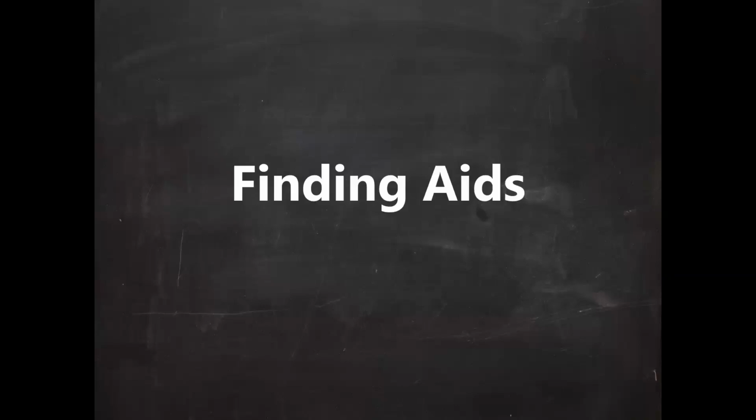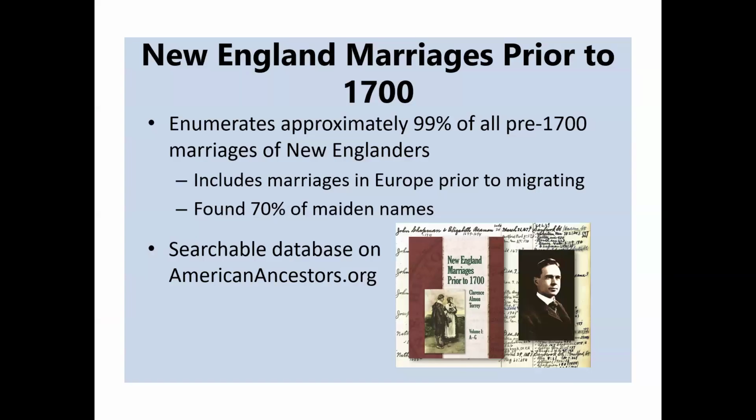By all means, we definitely want to start with finding aids. Finding aids are very, very important because they are going to lead you to sources. One of my personal favorite finding aids is the New England Marriages Prior to 1700, also very often referred to as Torrey's New England Marriages.